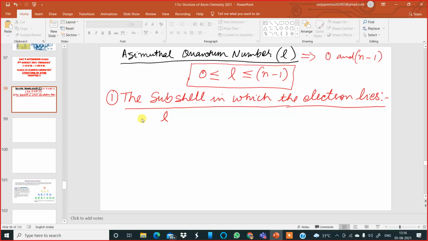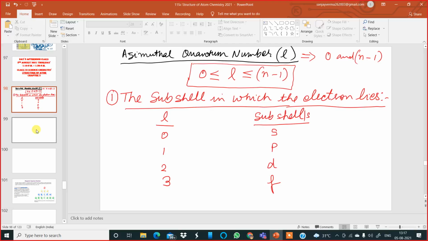Say, if there are values of l: 0, 1, 2, 3, and so on, the corresponding subshells are like this. For l value 0, the subshell is s. For l value 1, the subshell is p. For l value 2, the subshell is d. For l value 3, the subshell is f. So this is the first information provided by the azimuthal quantum number.